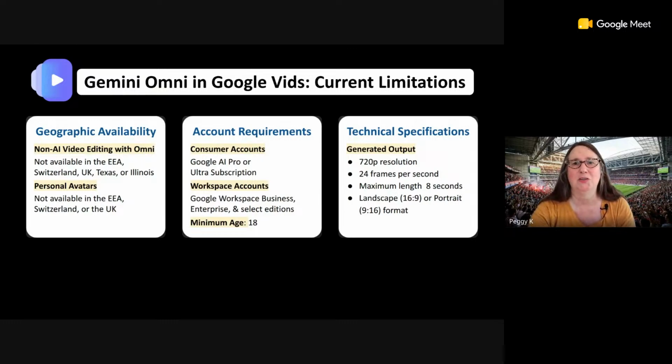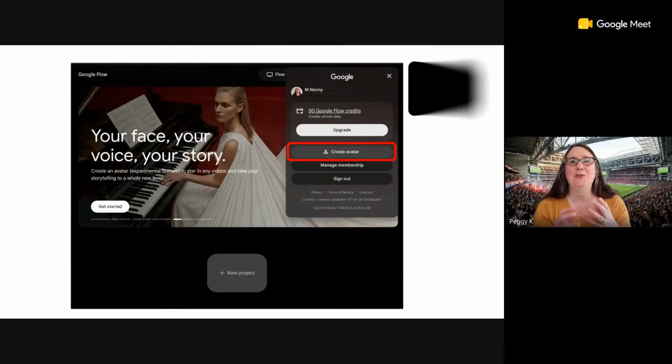And I just wanted to quickly mention that you can use avatars now in a bunch of different Google tools, and the requirements are all different. This is in Google Flow. That's their movie editing app. For that, anyone can do it. You don't need a subscription or anything to create your avatar, although it's probably not available in Europe.